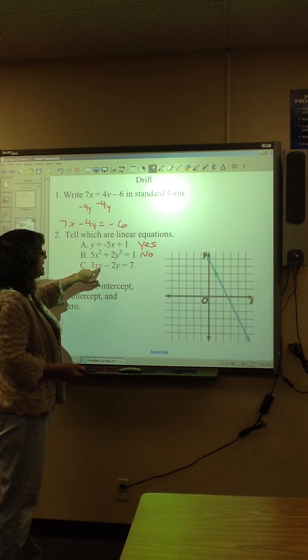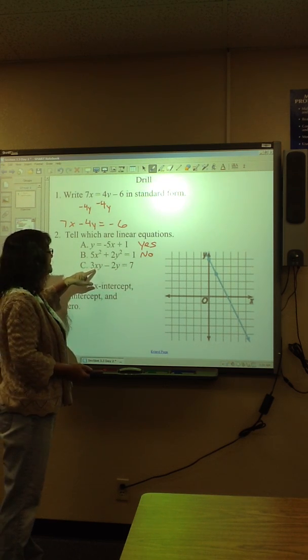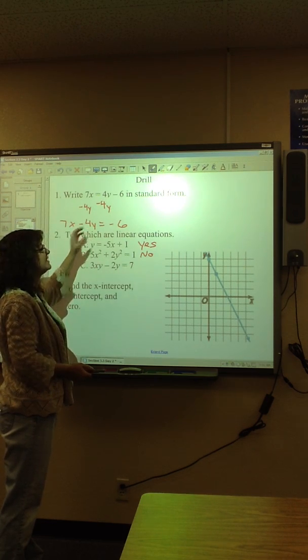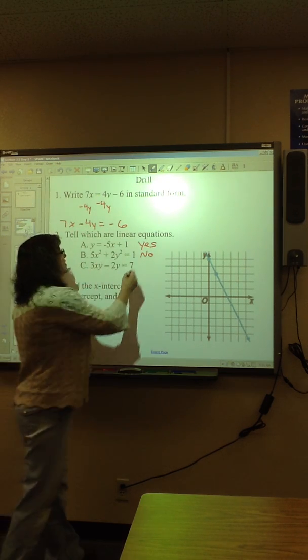Now, if you have a plain x and a plain y like this one does, you can't have multiplication of the x and y. It just has to be a simple pile of x's and a simple pile of y's. So this one is not.